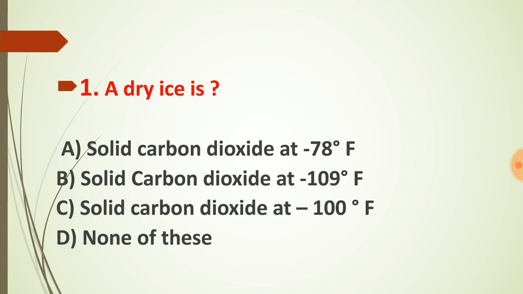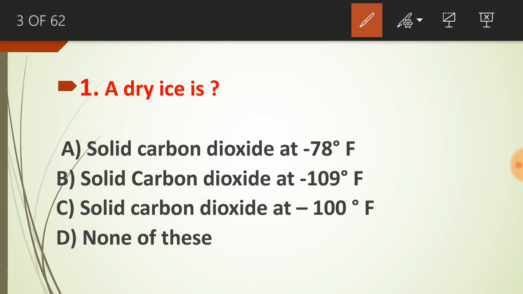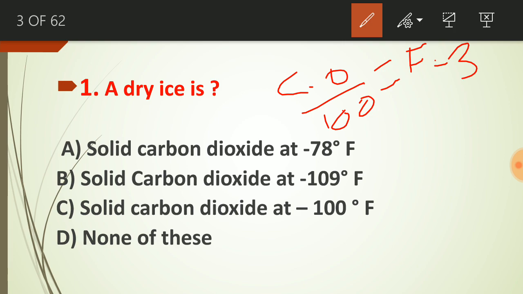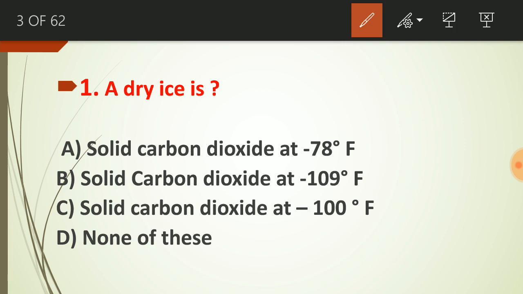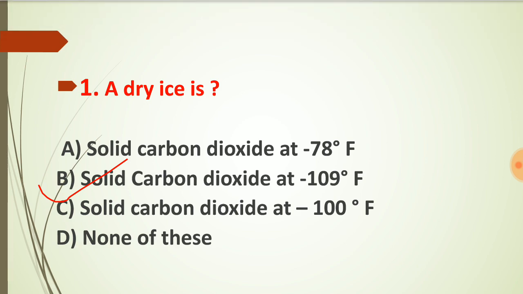Now if you see the option choices, there is no option that contains minus 78 degree centigrade. All are in Fahrenheit. Now our task is to convert minus 78 degree centigrade to Fahrenheit. For that our formula is (C minus 0) upon 100 is equal to (F minus 32) by 180. Then if you do this, you will get your degree centigrade in Fahrenheit, and your answer will be option choice B, solid carbon dioxide at minus 109 degree Fahrenheit is called dry ice.